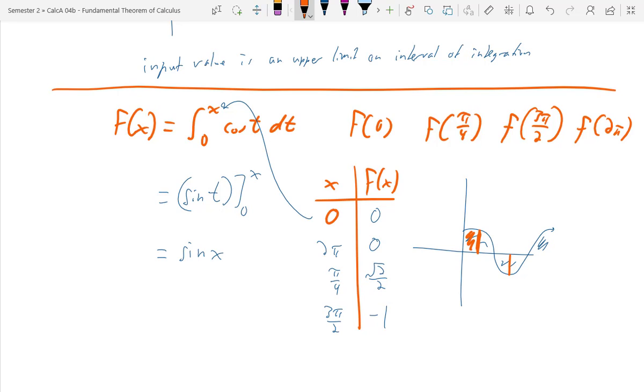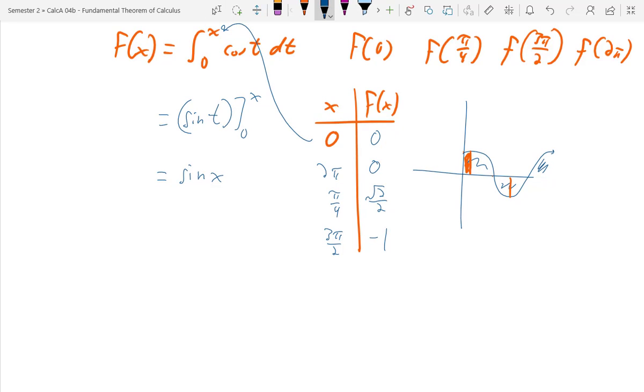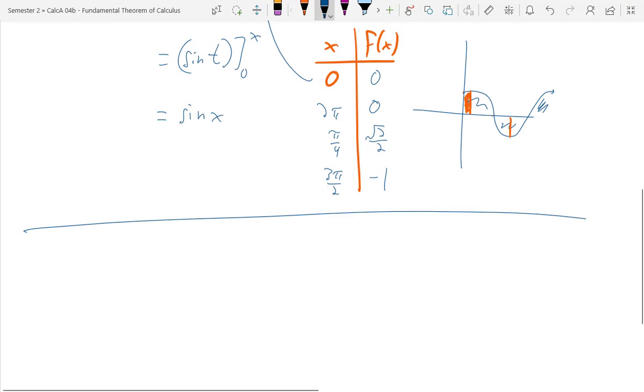Actually, sorry, let me back up. I'm starting here. This is pi, so root 2 over 2, pi over 4 would be like right there. And 3 pi over 2 would be right there, to where the positive and negative area perfectly cancel each other out. But in any case, that's kind of what's happening here. You have an accumulated area up to a particular point, or up to a particular x value. So that's essentially how an accumulation function works. It's not a hard concept. It's just a different way to think about what you've already done.